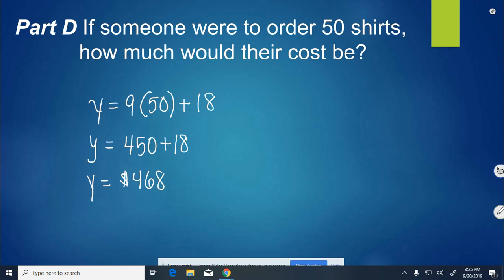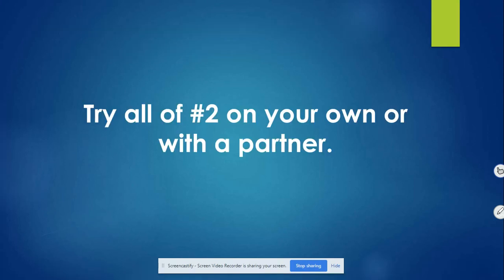All right, so hopefully you're understanding where all of this came from, because you're going to do the second half of the lesson with your group or partner. Again, check in with me so I can be sure that you are doing it correctly before doing your exit ticket and your homework.